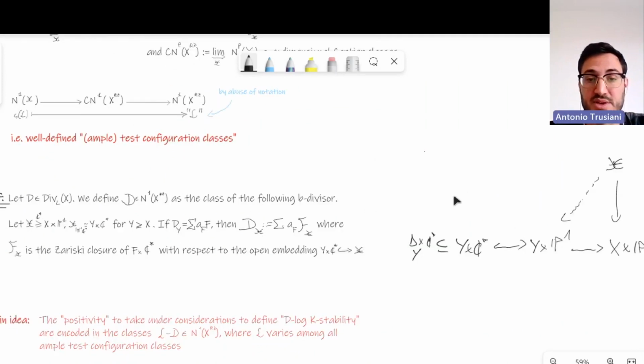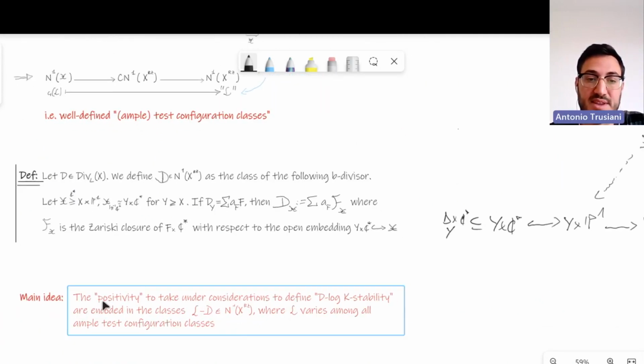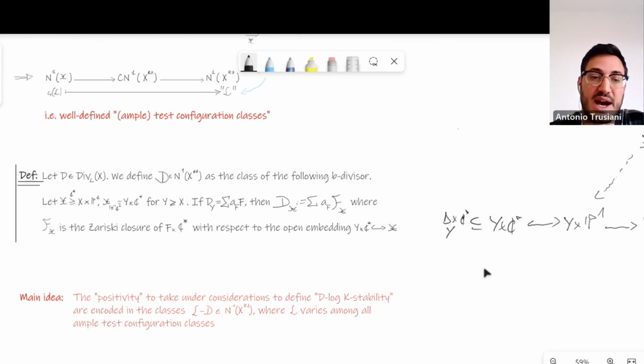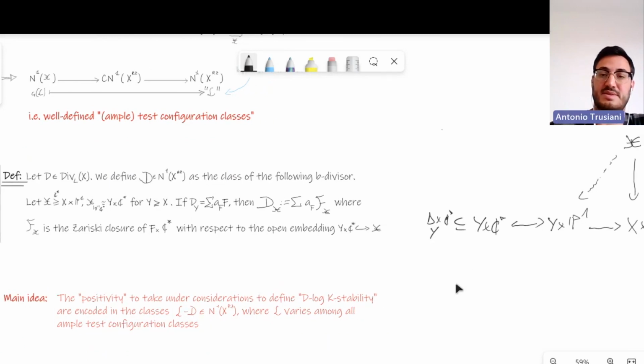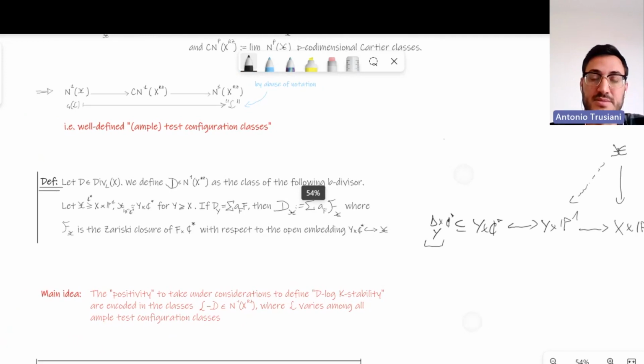This is very natural because the idea is that the positivity to take under consideration is encoded in this numerical class L minus calligraphic D. Indeed, this divisor can be thought of as a fixed component that we need to remove from the positivity to consider. So as I've described before, when you have a local Einstein metric, this is a fixed part that enters into the game as a boundary.